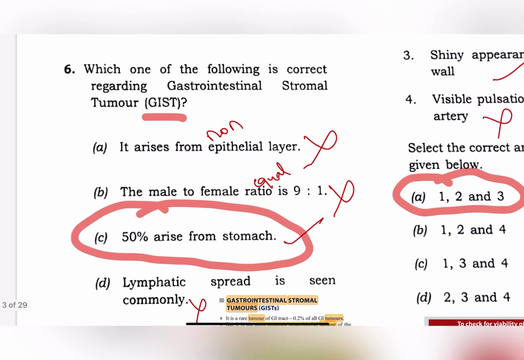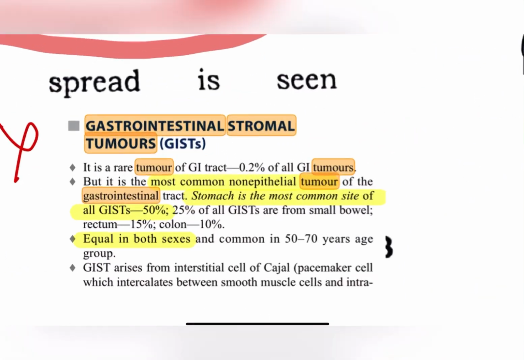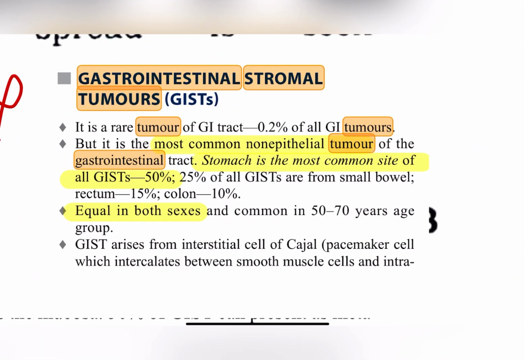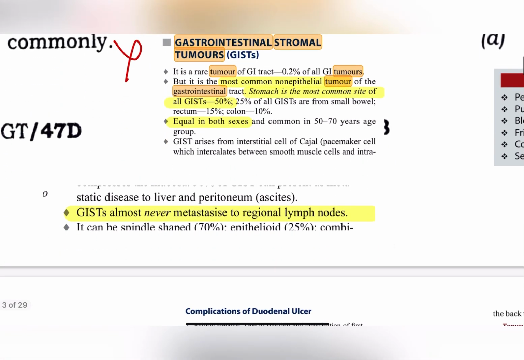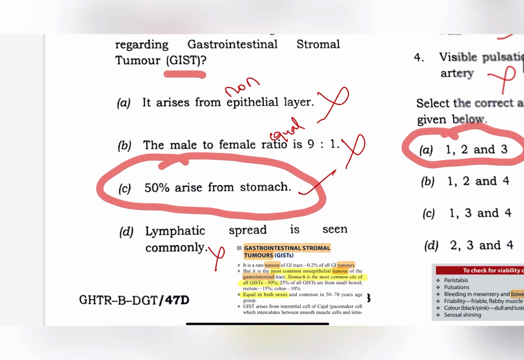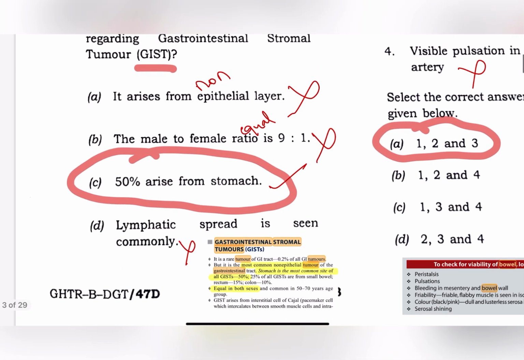Correct regarding gastrointestinal stromal tumor, GIST. So it is a rare tumor. It is the most common non-epithelial tumor of the GIT tract. Stomach is the most common site and it is equal in both sexes, and GIST rarely metastasizes to regional lymph nodes. So in the options we have to find which statement is correct.